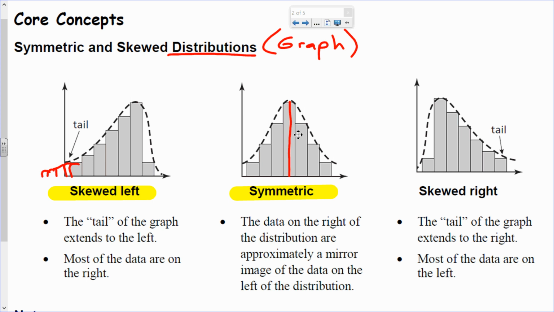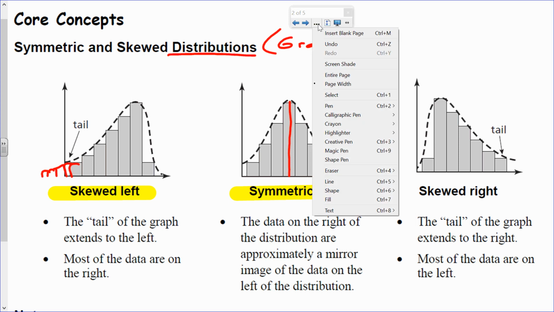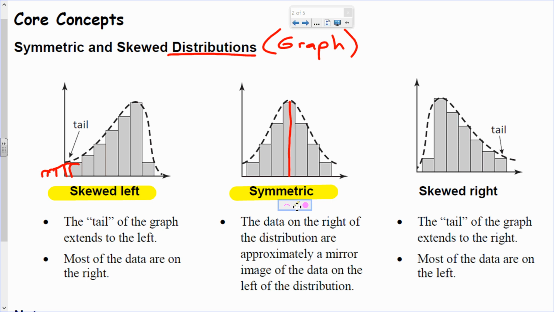Notice. So go ahead and highlight symmetric. And the last one is, notice, skew to the right. The tail is going to the right. Most of the data is on the left. Highlight skew to the right, please. Highlight that puppy. So far, so good. So distributions, which mean graphs, take on different shapes, and it tells us a lot about them.